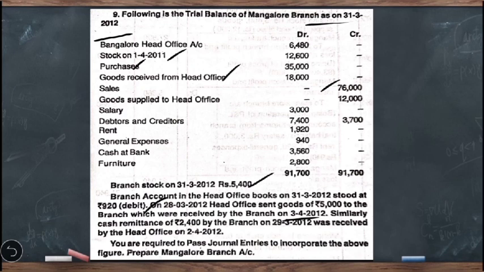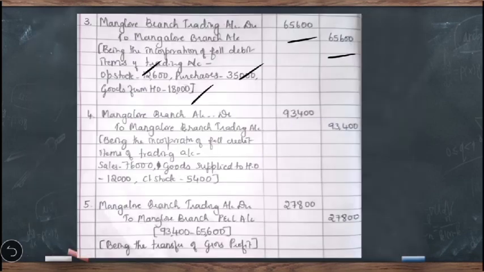In addition to that, in this question we should also write goods supplied to head office, that is 12,000. 3 items we have to write, and the entry will be Mangalore branch account debit to Mangalore branch trading account. So here we have to write sales 76,000, goods supplied to head office 12,000, closing stock 5,400. Together the total credit is 93,400.